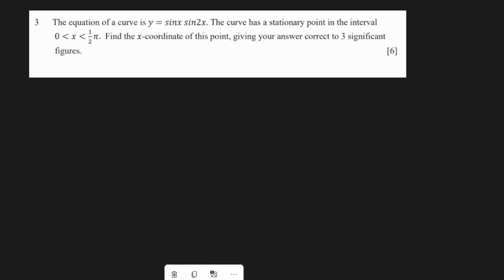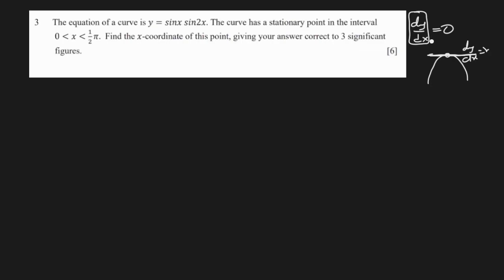For stationary point, what should we do? We should always make dy over dx equal to 0, because stationary point is what? When the curve is turning back. And if we draw a tangent on this, it's a horizontal line, and the gradient of tangent is nothing but dy over dx, and this gradient of this line is 0. That's why we make it equal to 0.